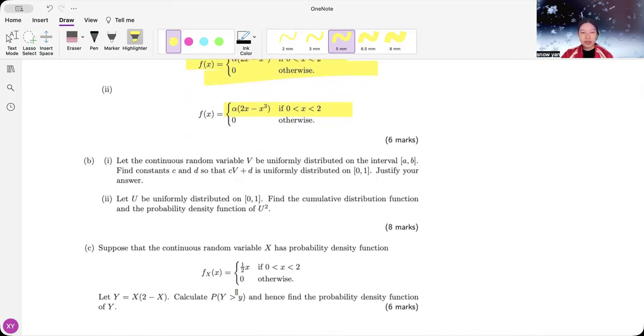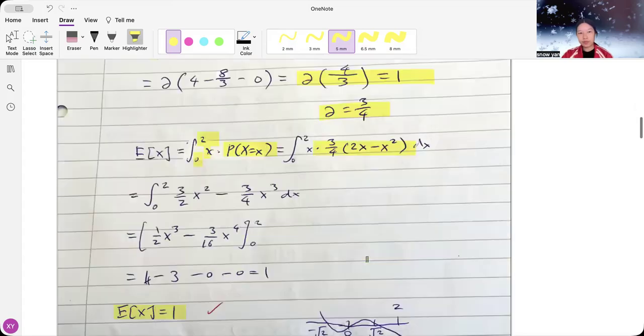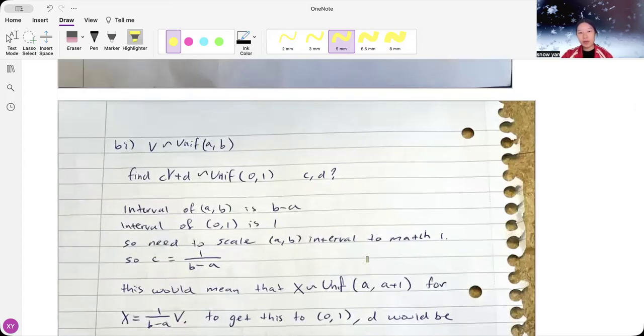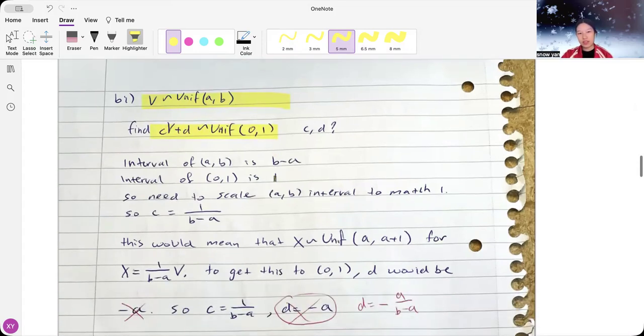This gives us a condition that the random variable V is uniformly distributed on the interval A to B. Find the constants C and D such that CV plus D is uniformly distributed on 0, 1. Justify your answer. Okay, so how I thought about this question was, I know that it's this one and I'm trying to fit it to 0 to 1, right? What are C and D?